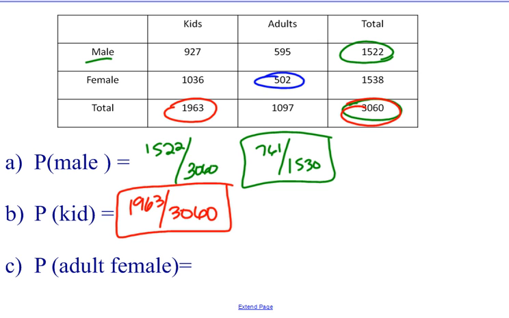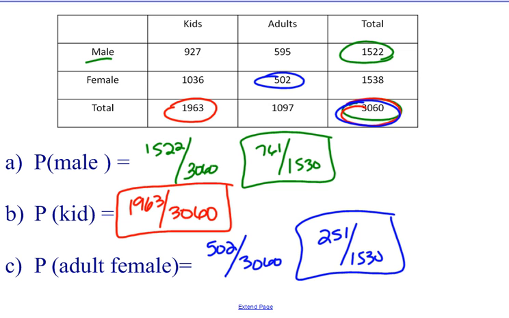And then since it sounds like the whole population still, right? So it'll be out of the 3060. So I have 502 adult females out of the total number of people. And when I reduce that, I get 251 out of 1530. So that's me doing some probabilities based on a two-way table.